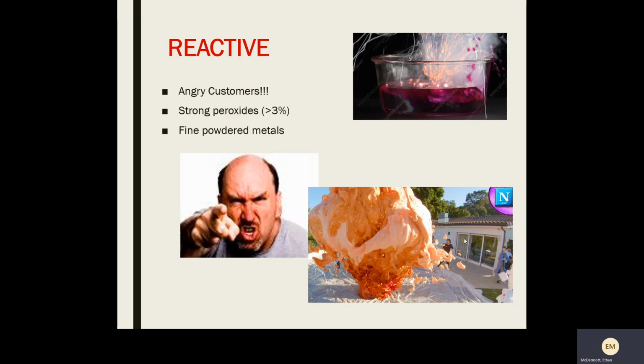In the lower right, you can see what's sometimes called elephant's toothpaste, which is the result of hydrogen peroxide reacting with potassium iodide. In both cases, the materials are considered reactive because of how fast and potentially violently these materials react with each other.